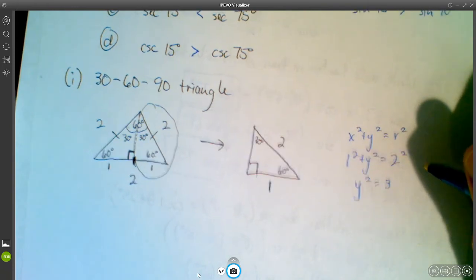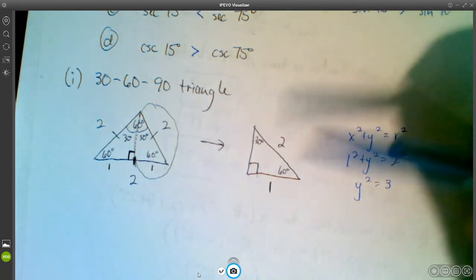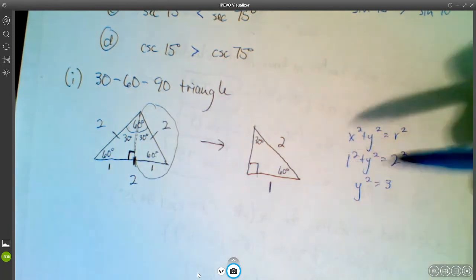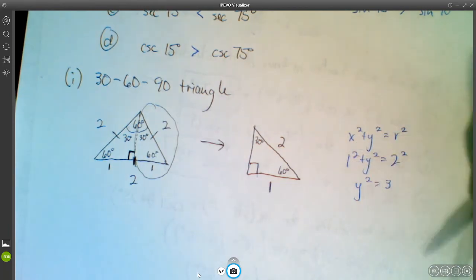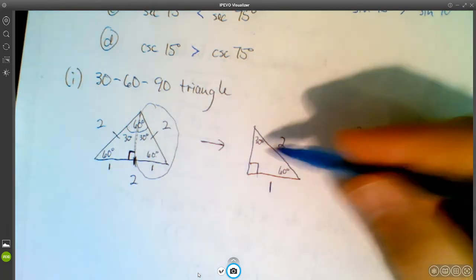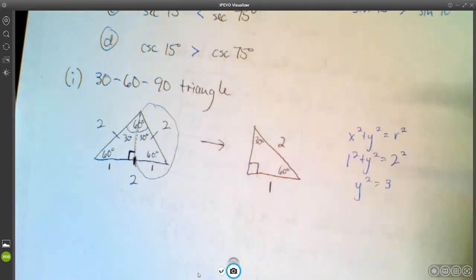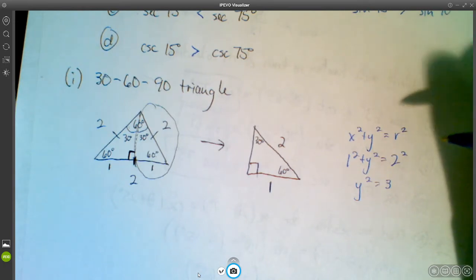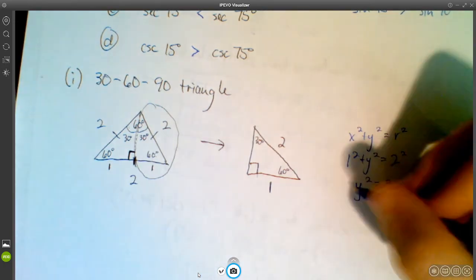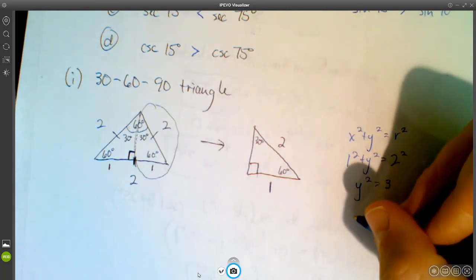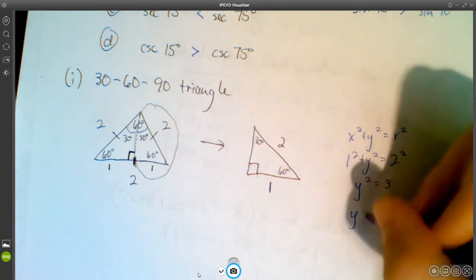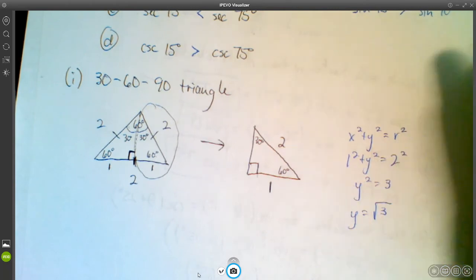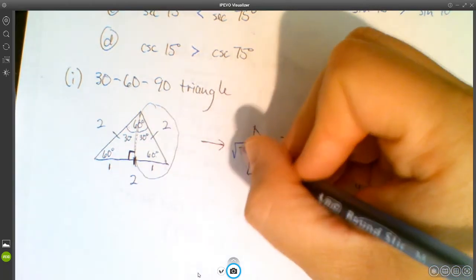Okay. Now, since theta is acute, I know that I'm going to be in quadrant 1, right? So when we're dealing with right triangle trig, the angles that we're dealing with are always acute. And so thinking back in terms of chapter 1 stuff, we would be dealing in quadrant 1. So when I take the square root here, since I'm in quadrant 1, y is going to be a positive value. So it's going to be y is positive square root of 3.